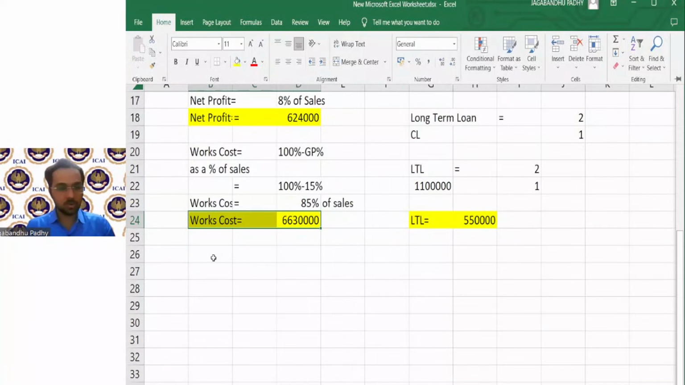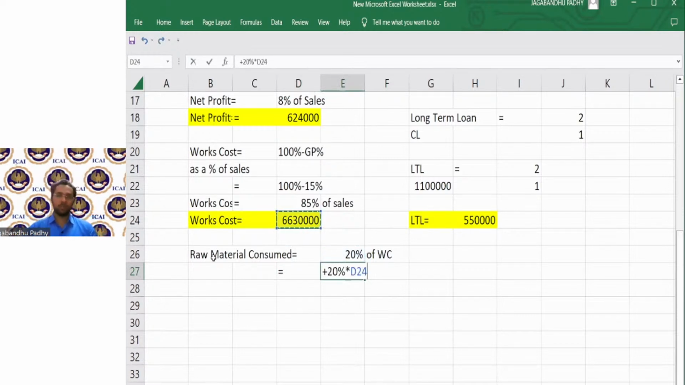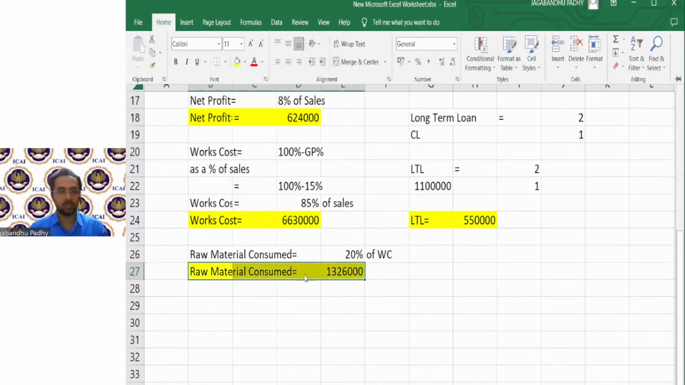So we have raw material consumed. Raw material consumed is going to be 20% of works cost, and that translates to 20% of 66 lakh 30,000. So raw material consumed is 13 lakh 26,000. Correct. Raw material consumed is 13 lakh 26,000.